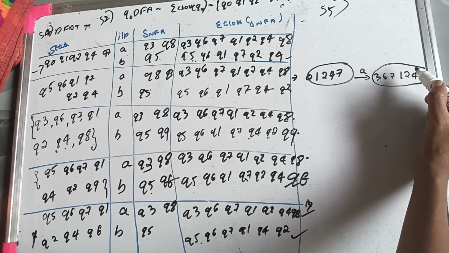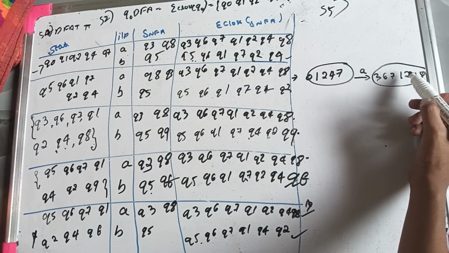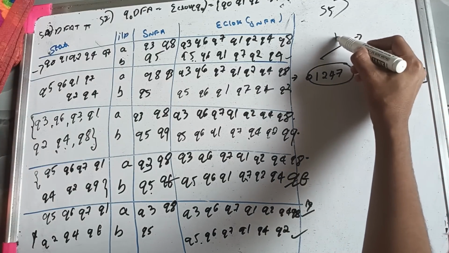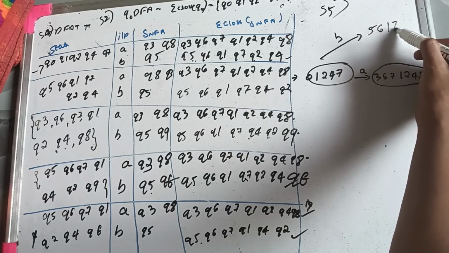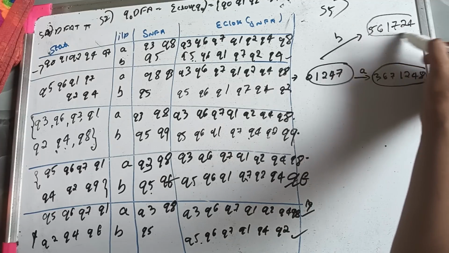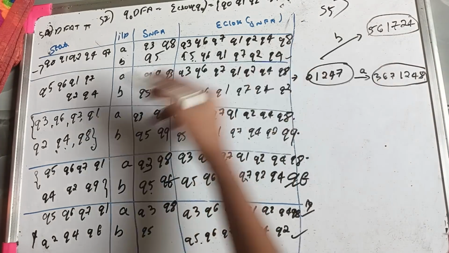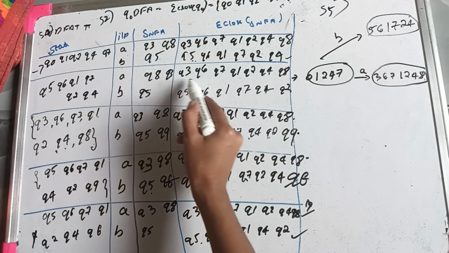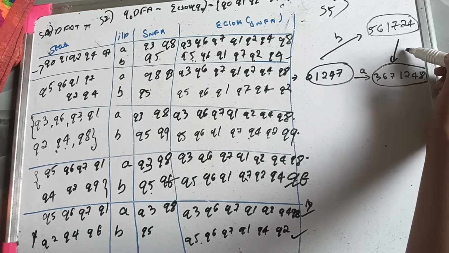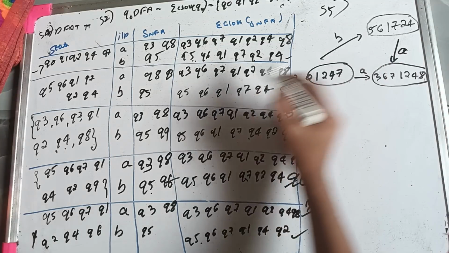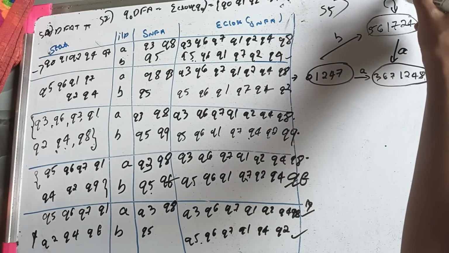And for B it goes to 5, 6, 1, 7, 2, 4. Next consider this 5, 6, 1, 7, 4, 2. For A it goes to 3, 6. And B it goes to 5, 6, 1, 7, 4, 2.